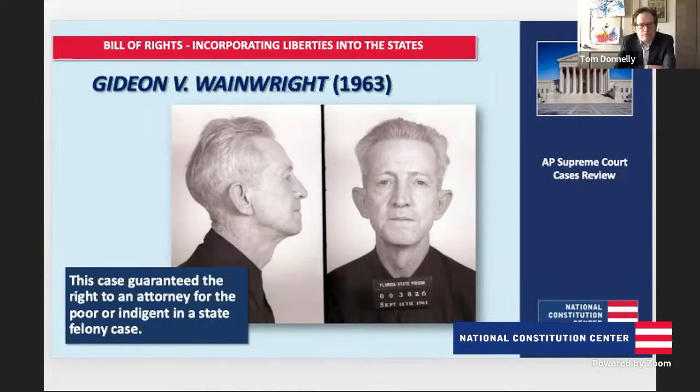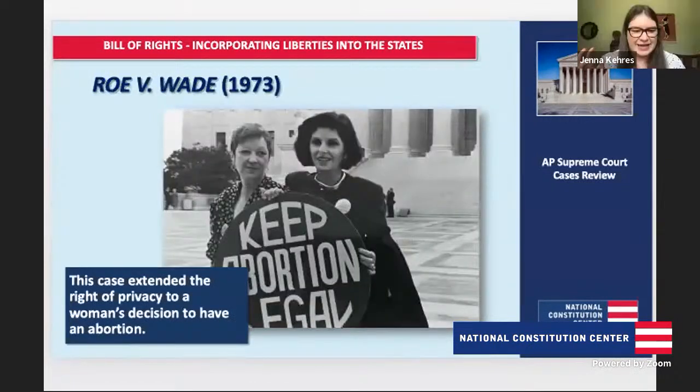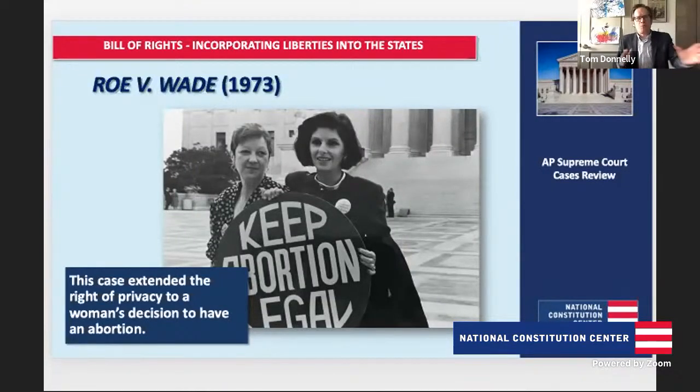Exactly. All right. Moving on, we're going to look at Roe v. Wade, 1973. So yeah, Roe v. Wade, it has less to do with incorporation, but more to do with whether or not there are certain rights that people have that aren't specifically listed in the Constitution. These are known as unenumerated rights, things like the right to privacy.